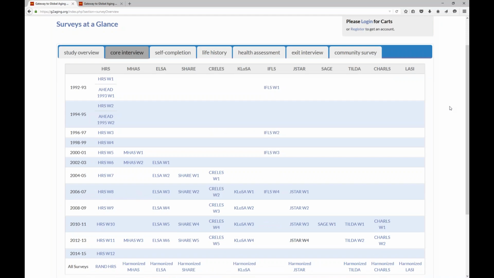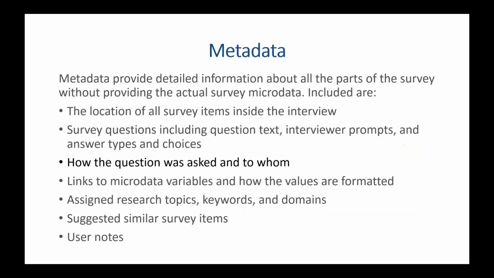Inside of the surveys at a glance here is all of what we refer to as metadata for a survey. And survey metadata is different than what people generally call survey data, which we call survey microdata, just to distinguish the two. So survey microdata would be the data set that you download with the respondent values that's available in SAS or Stata, SPSS, or CSV format. So the survey metadata are all of the detailed information about the survey, but not the actual answers.